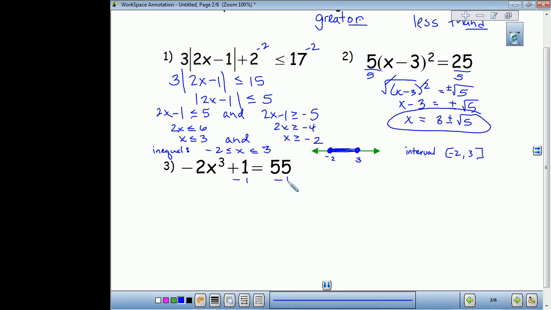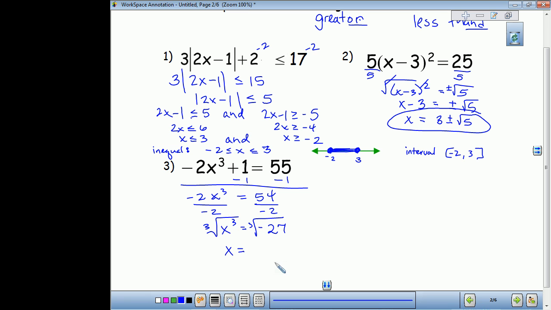Okay, so on number 3, we subtract 1. And we get negative 2 times x cubed equals 54. We divide by negative 2. And we get x cubed equals negative 27. And we take the cube root of both sides. Now an odd root is not plus or minus. It's not both. Okay? And in this case we get negative 3, because negative 3 times negative 3 times negative 3 is negative 27.